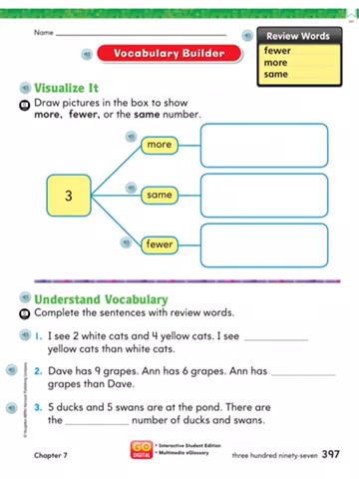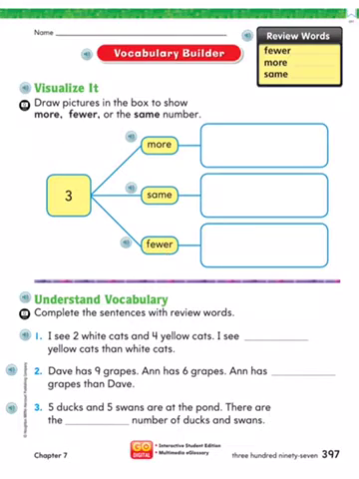Once you've completed page 396, go ahead and move on to page 397. We have a few words up here. We have the word fewer, the word more, and the word same. Now if you look over here, it says to draw pictures in the box to show more, fewer, or the same number. In this box we have 3. Then we're going to draw something that shows more, something that shows the same, and something that shows fewer.